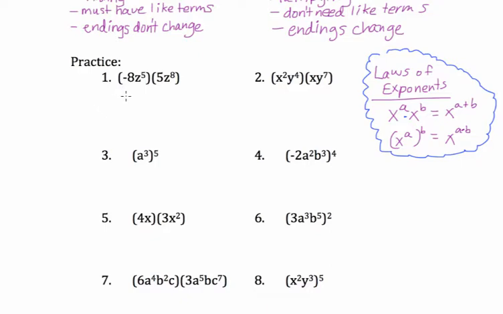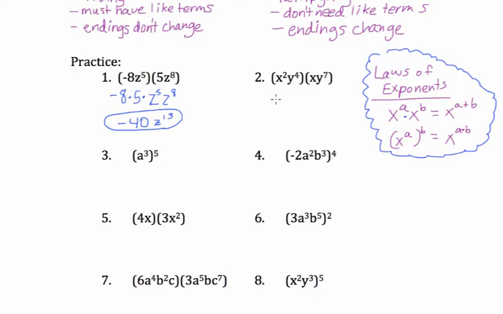Negative 8z to the 5th times 5z to the 8th. You can do these more quickly than I do them if you want to. I'm going to write out how to think about them. I like to rearrange the order and then combine what I can. Negative 40, I can think about that as 5 z's and 8 z's written all out, or I can just use the law of exponents and say, okay, add the 5 and the 8, so that'll be z to the 13th. Notice in all of these problems, everything is all multiplied together. There's no adding or subtracting here.